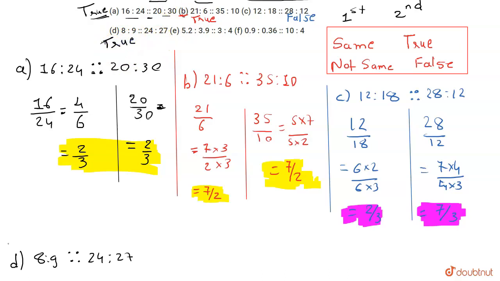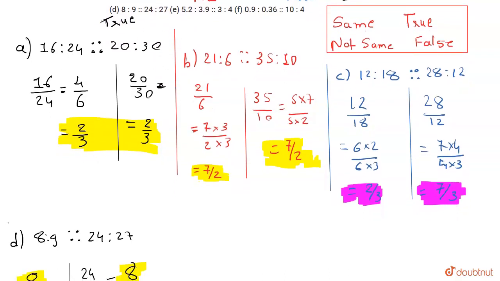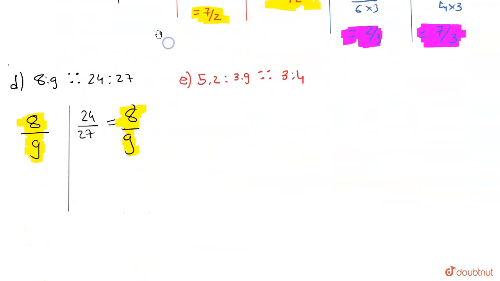Now option E. The question is talking about 5.2 in the ratio 3.9 and the proportionality 3:4. Now here the point is, there is a decimal. So 5.2 in the ratio of 3.9. There is a simple thing: 52 by 10 and 39 by 10, right? The 10 will cut. Now 52 is 13 into 4 and 39 is 13 into 3.